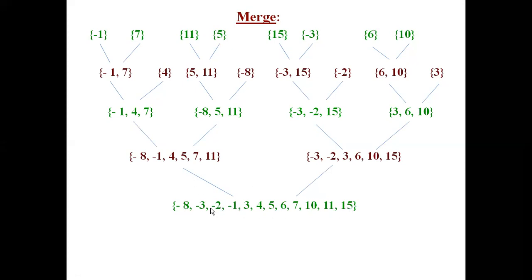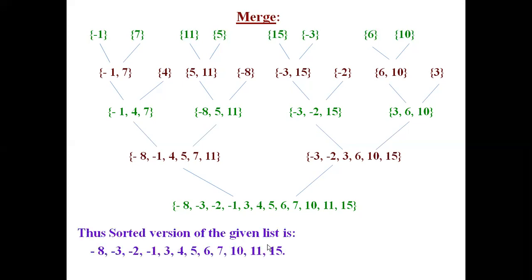So we have minus 8, minus 3, minus 2, minus 1, followed by 3, 4, 5, 6, 7, then 10, 11, 15. So we have to merge and take care that it is arranged in the non-decreasing order. A simple concept. So the sorted version of the given list will be, we have just written the same thing without the set. So flower brackets are removed. Without the form of a set, we have written the list.